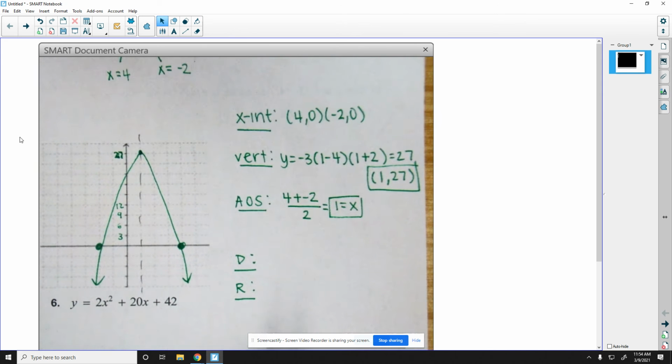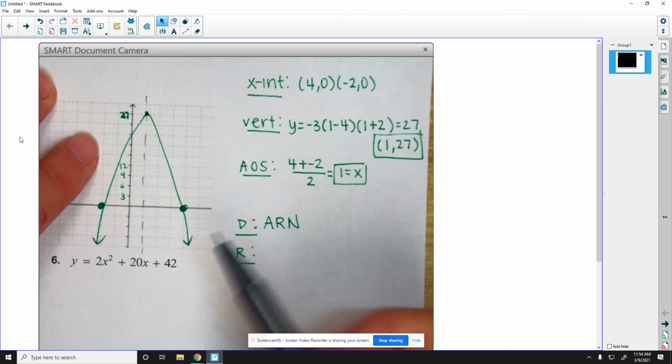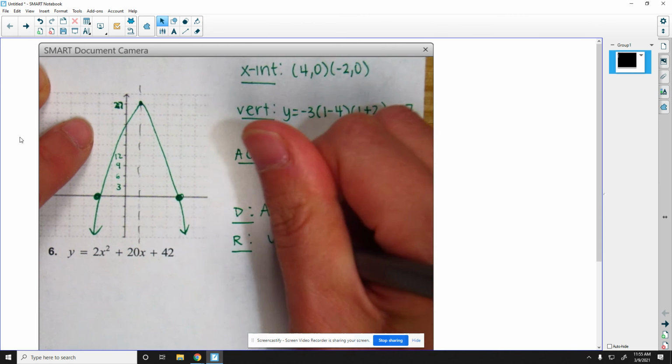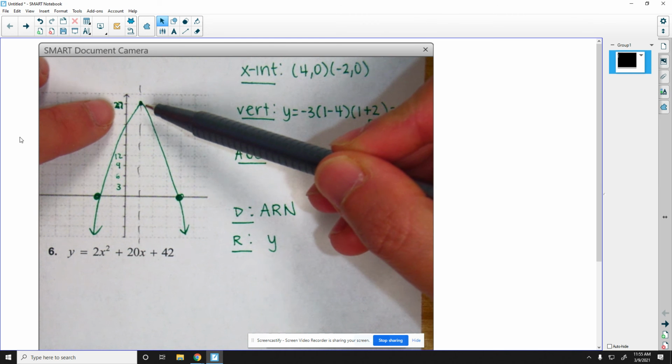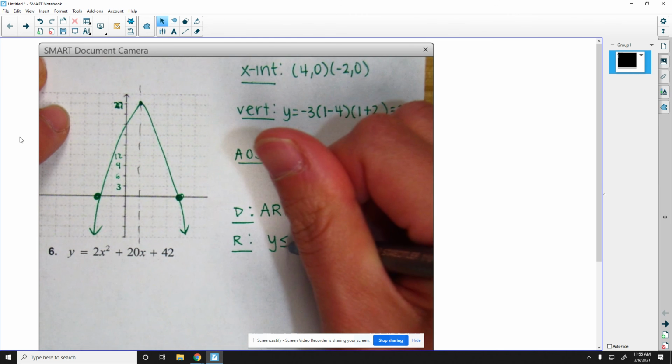What's the domain of this picture? All real numbers. Okay, range. Instead of doing the Y thing with the alligators, just think of it this way. Range is always Y. Is it greater than or less than in this picture? Because you see how it's going down? So it is less than. Everything is less than or equal to.